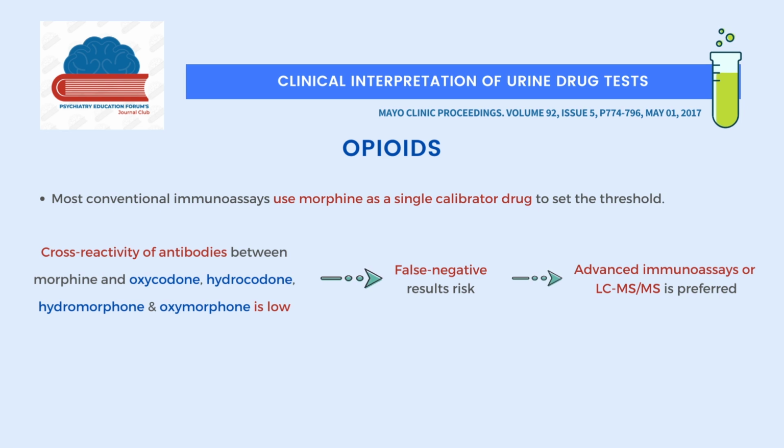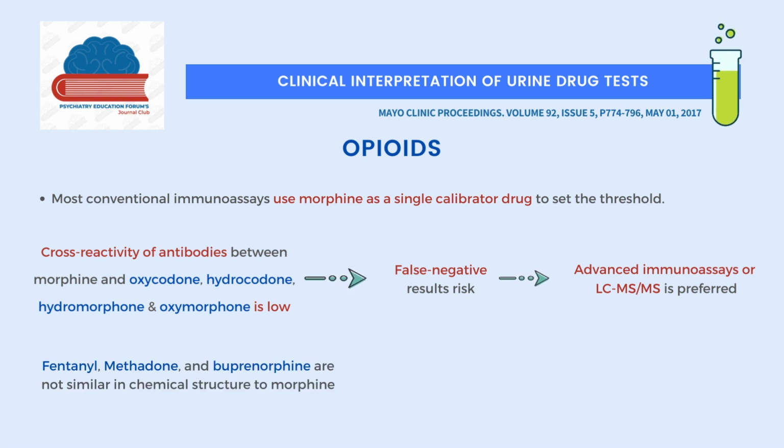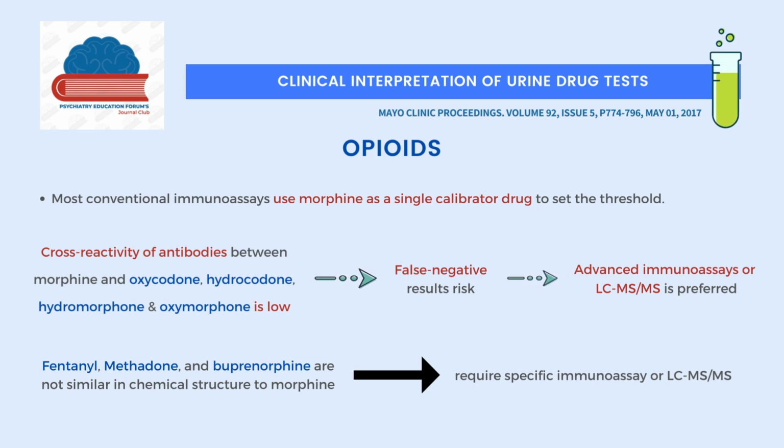And what that translates into is you need advanced immunoassays or confirmatory LC-MS or MS to make sure a person is on oxycodone and those lower cross reactivity options that we talked about. Now, moving on to the other ones like fentanyl, methadone, and buprenorphine, they are not similar to the chemical structure of morphine. So they require specific immunoassays. So what it comes down to is that morphine is so important, right? If the drug is not similar to morphine, you need specific immunoassays for that.